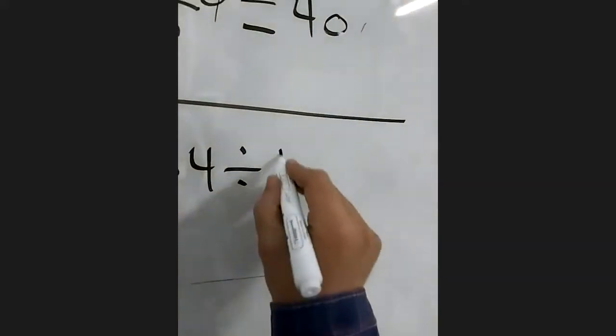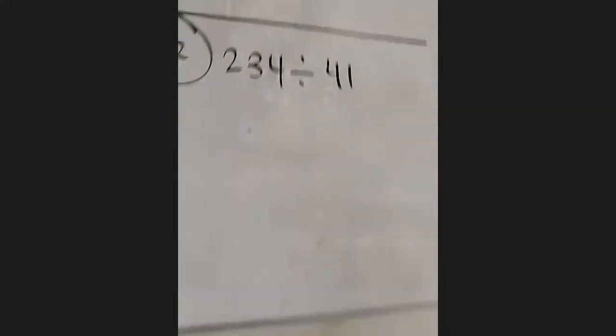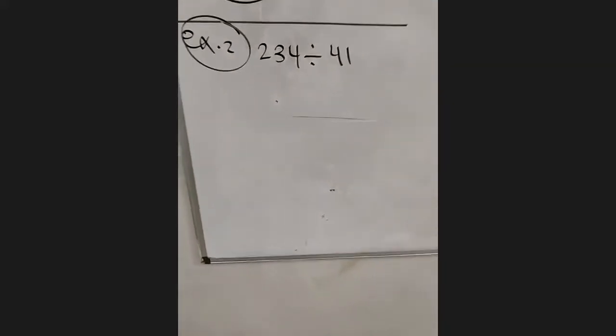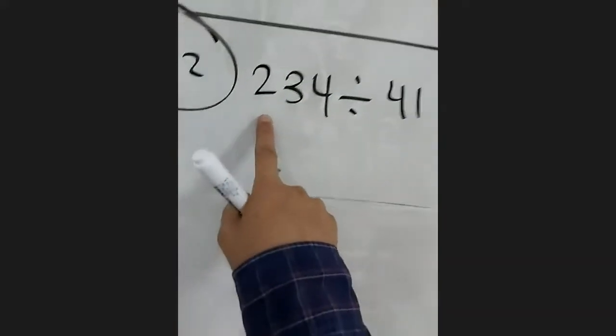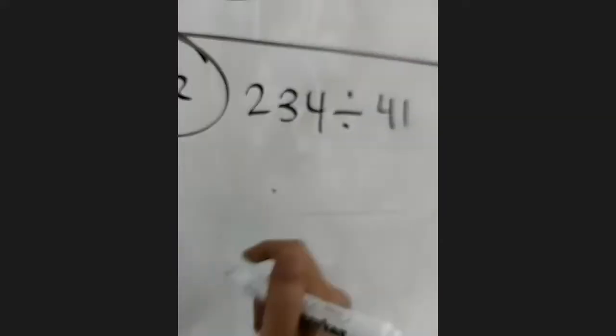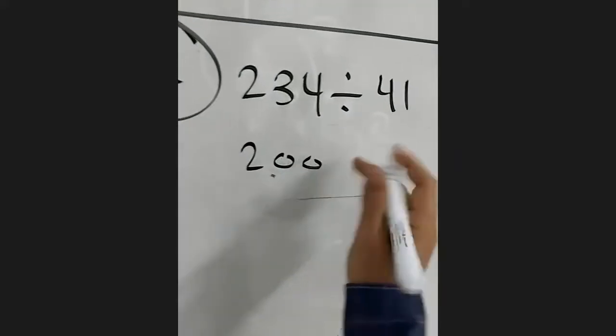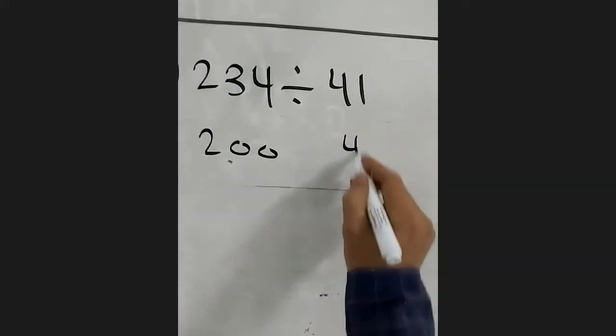Divided by what? Divided by 41. Now, pay attention here, please, guys. Now, let's round the 2 first. If we round the 2, it will be 200. And if we round the 4, it will be 40.